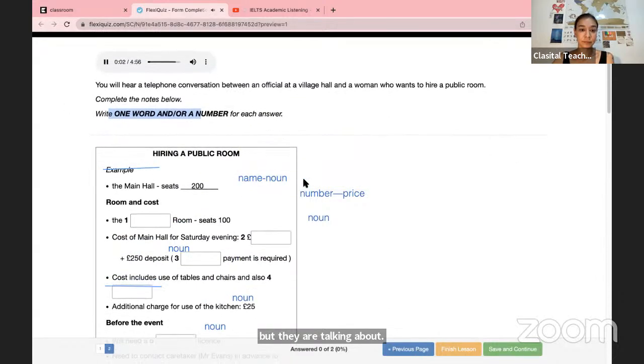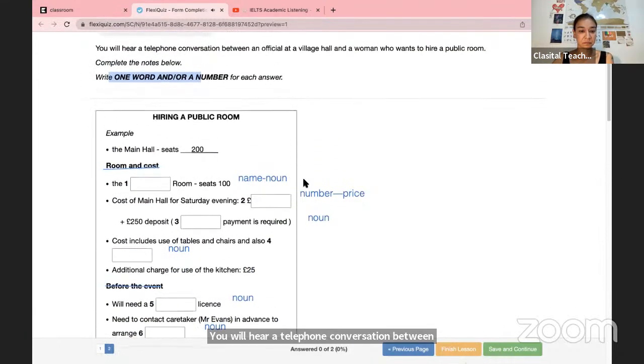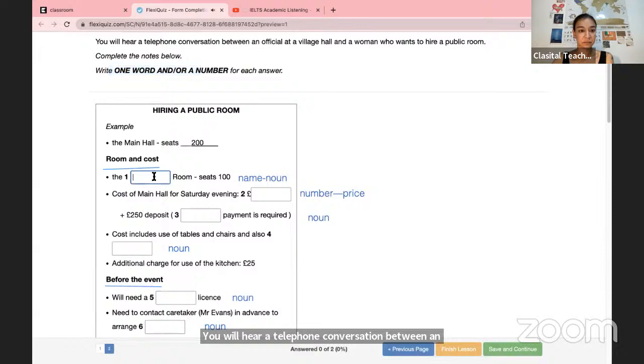You will hear a telephone conversation between an official at a village hall and a woman who wants to hire a public room.